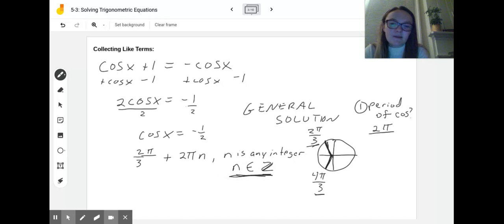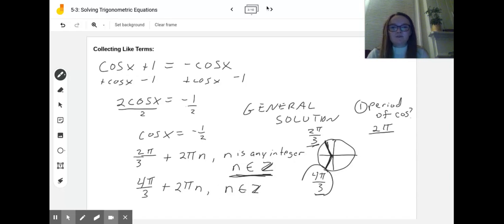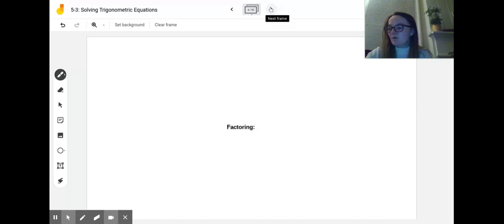All right, the next one is going to be this. Well, my only other solution I see on my unit circle is 4 pi over 3. And then we're going to add every iteration of cosine's period. Well, cosine's period is 2 pi, so we're going to say plus 2 pi n, and I'm going to use the notation n exists in Z. Okay. All right, so at this point, you probably have time to do one or two more.